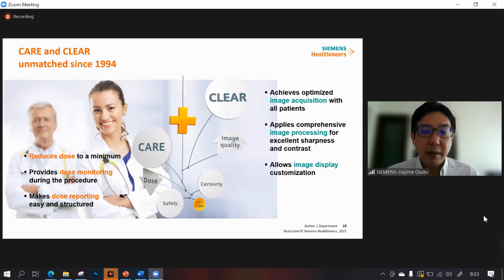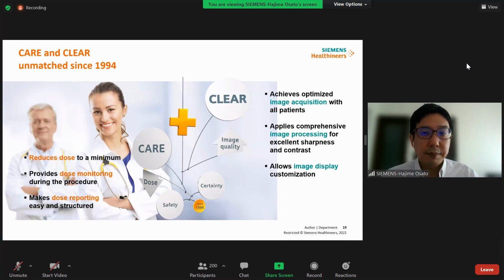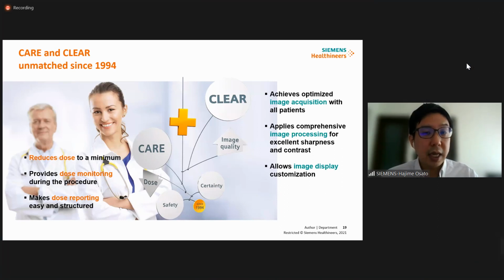So basically, radiation dose should be as low as possible, but we need to care about image quality. So I want to introduce CARE and CLEAR technology in this session. This is our solution to keep image quality with low dose setting.